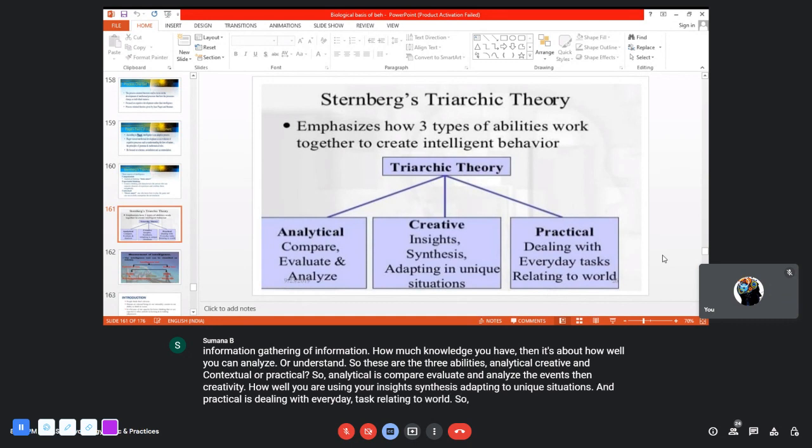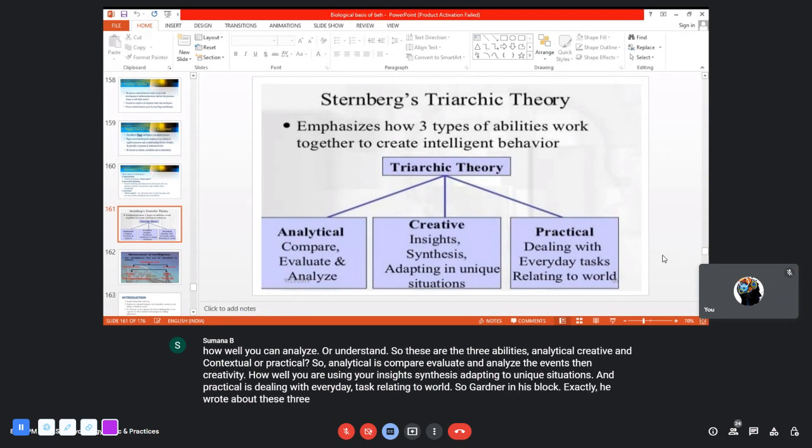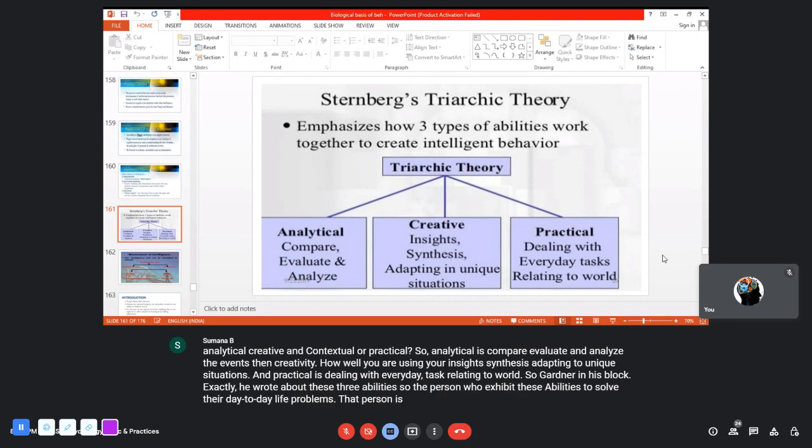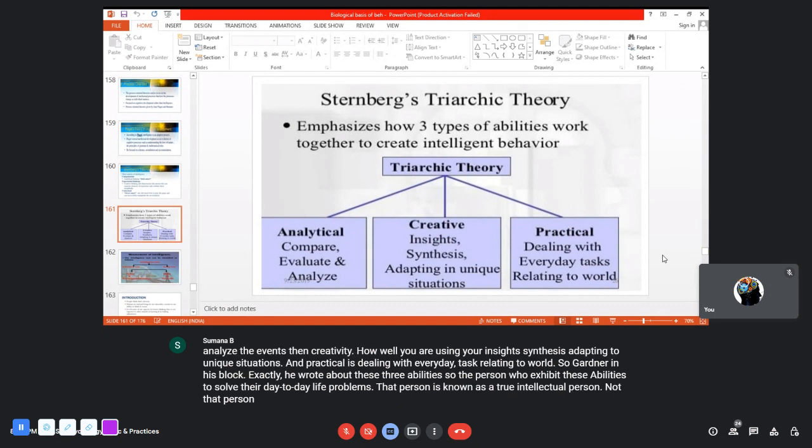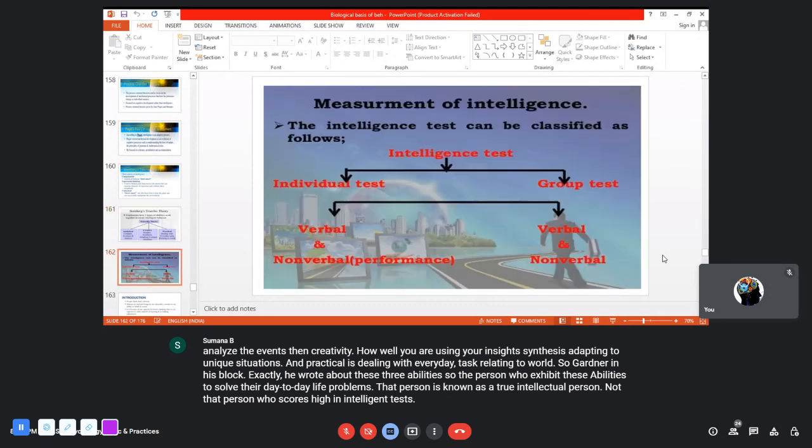So Gardner, in his blog, wrote about these three abilities. The person who exhibits these abilities to solve their day-to-day life problems, that person is known as a true intellectual person, not the person who scores high in intelligence tests. Clear? Clear with the theories?